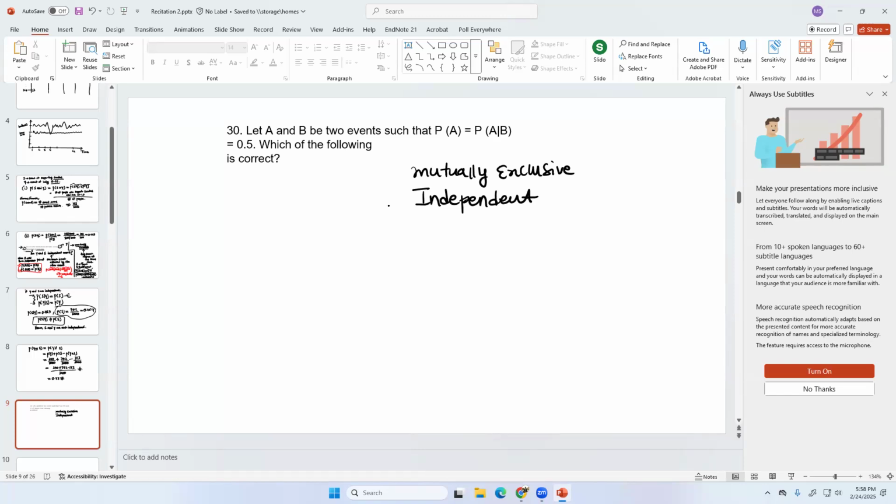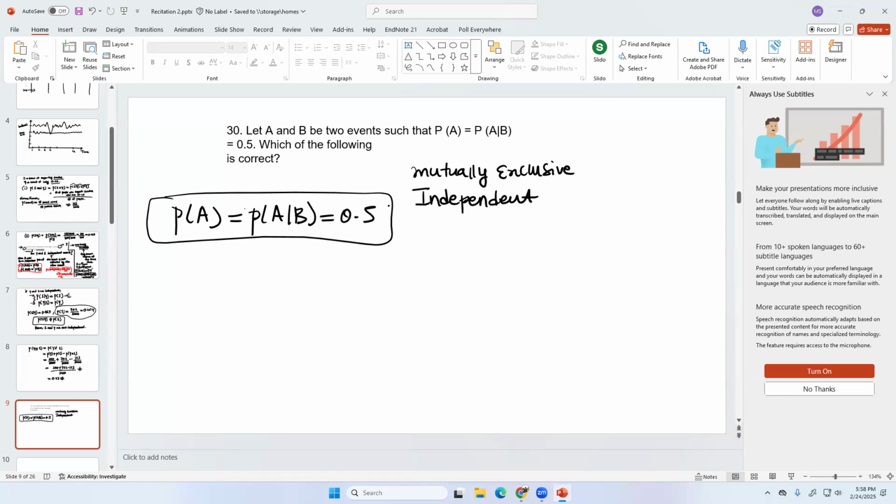Given this question, you have to check for two things. Are events A and B mutually exclusive? Are they independent? So what is given to you? We don't know what A and B are, okay? We just have two random events with their probabilities given. Probability of A given B is 0.5. So what does this immediately tell you? They are independent, right? Probability of A given B is just the probability of A. So it's independent.